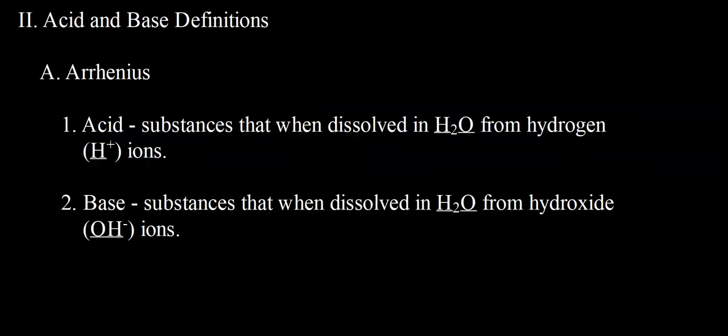All right, on to different definitions. So different substances fit different definitions of acids and bases. The first one here is known as the Arrhenius definition. According to the Arrhenius definition, an acid is a substance that, when dissolved in water, forms hydrogen ions or hydronium ions. So H3O+ is called hydronium.